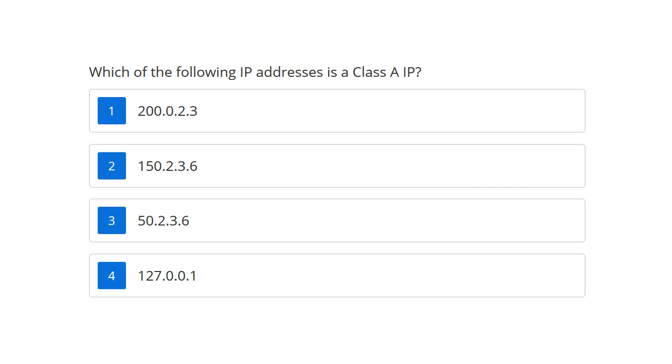Which of the following IP addresses is a Class A IP? Well, what's the rule for Class A? The value of the first octet must be from 1 to 126. Which one here matches that? Well, that's number 3. This is Class A.